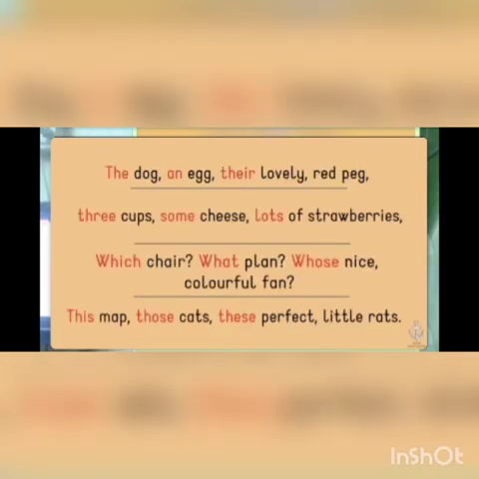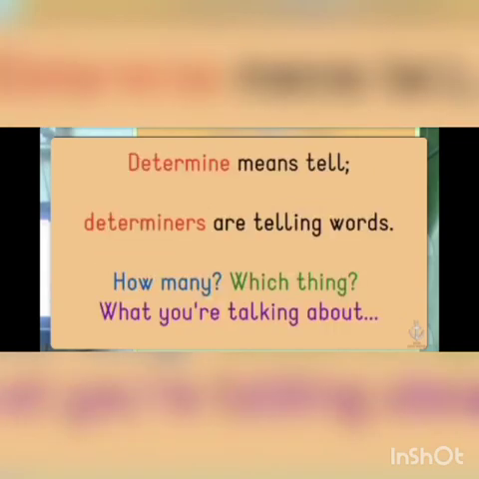The dog, an egg, a lovely red peg, 3 cups, some cheese, lots of strawberries. Which chair? What plan? Who's nice? Colourful fan? This map? Those cats? These perfect little rats? Determine means tell. Determiners are telling words: how many, which thing, what you're talking about.